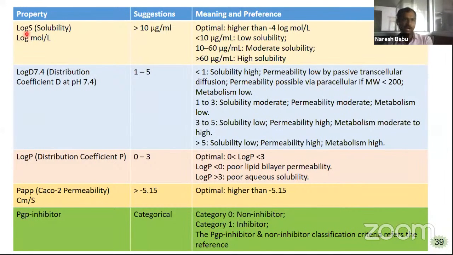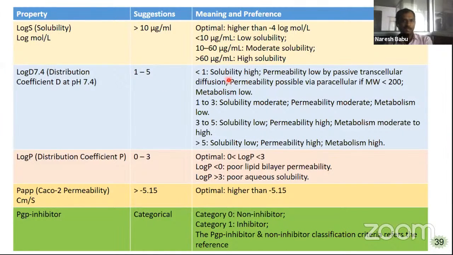Log S is the solubility, and its units you can observe as mole per liter. The suggestion is that the molecule should be present at greater than 10 microgram per ml, and optimal is higher than -4. If it is less than 10 microgram per ml, it has low solubility; 10 to 60 is moderate solubility; and greater than 60 microgram per ml is highly soluble. And log D, the distribution coefficient, is calculated at pH 7.4, the blood pH, and the suggestion is that it should be 1 to 5.